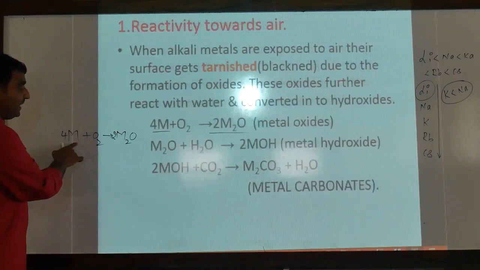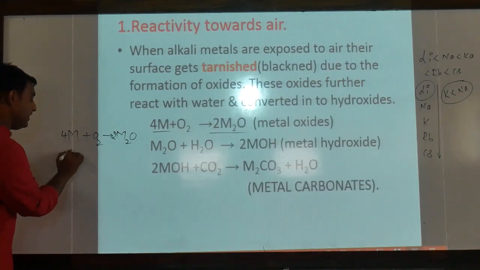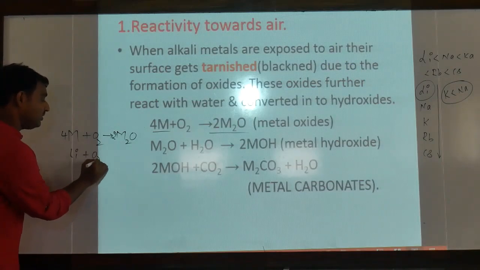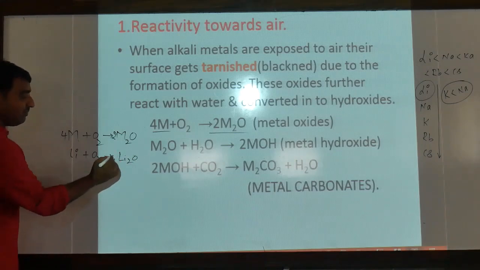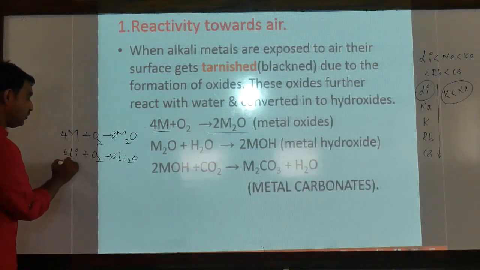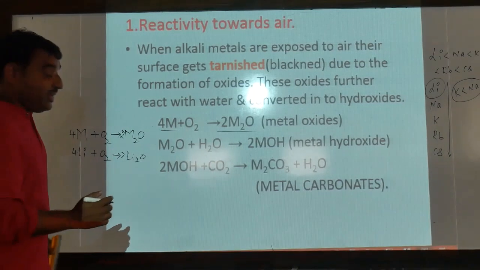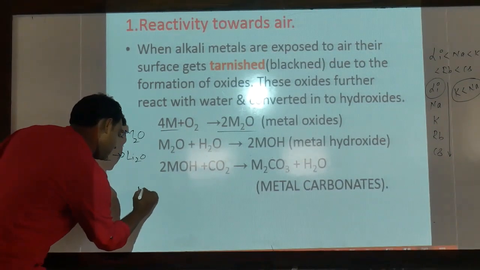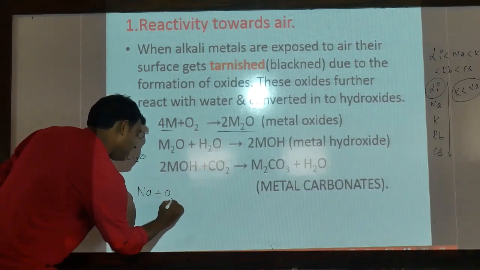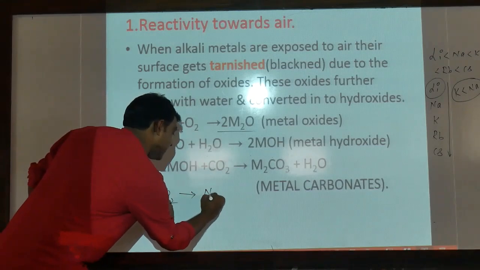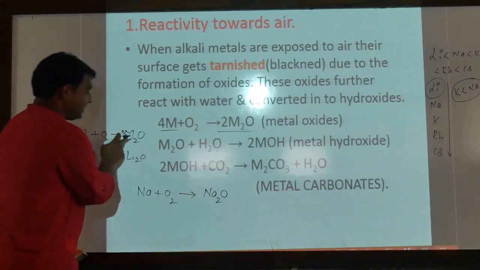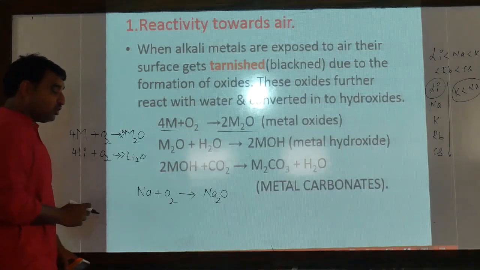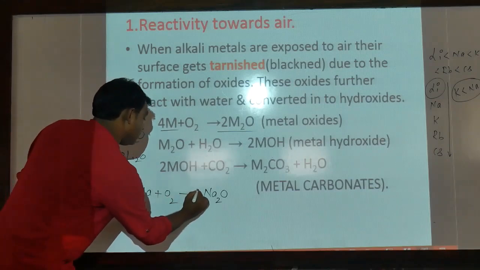So instead of metal you can take any example, like lithium reacts with oxygen. Lithium oxide will be formed, so we can multiply by 2. Here it is 4. And other metals like sodium react with oxygen or air and form sodium oxide, Na2O. Why are we writing Na2O? As we already discussed, charge should be balanced in the molecule. So 2 twos are 4.